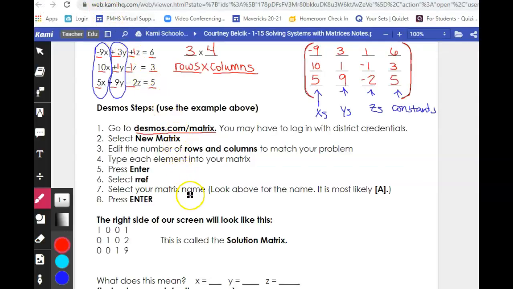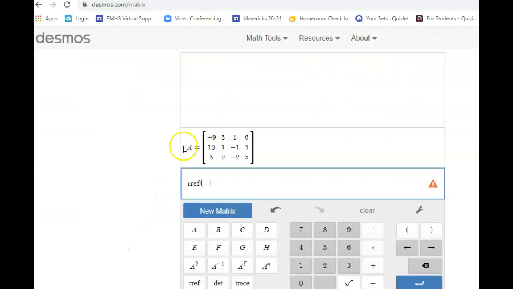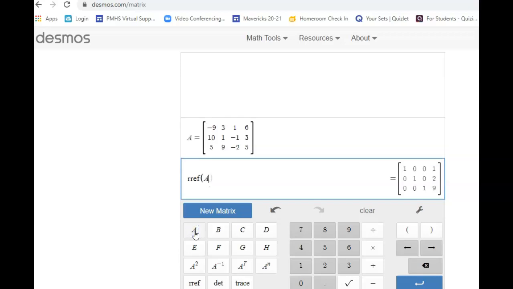And then step 7 says select your matrix name. So look above for the name. It's most likely matrix A, and then press enter. So I look above, I see matrix A. So I'm going to, in my parentheses, either type or press the letter A. And then I'm going to hit enter.